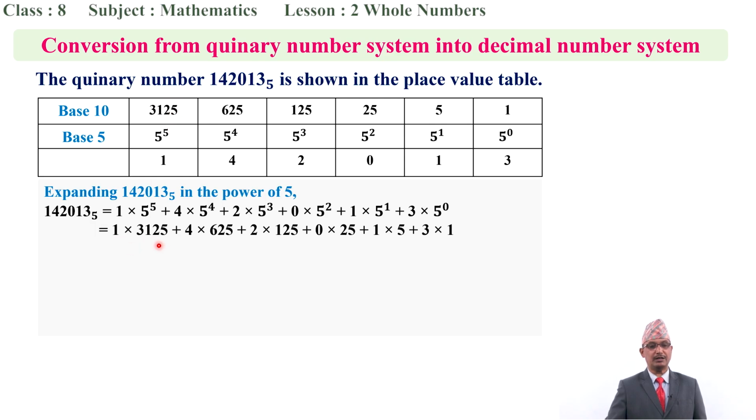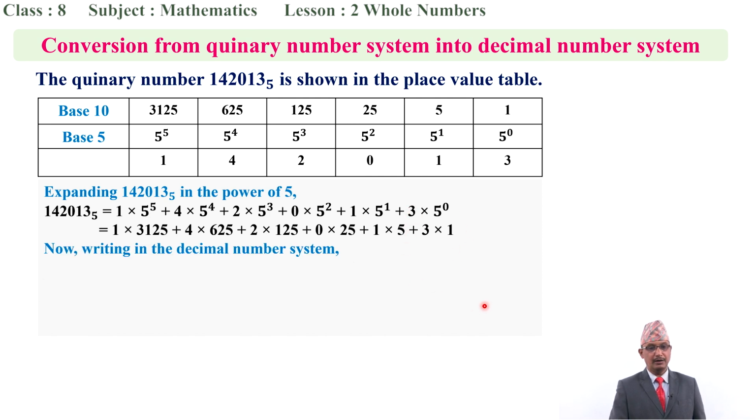So 1 into 3125. Similarly, 4 into 5 to the power 4 means 625. So 4 times 625. Similarly, 2 times 5 cube means 125. Similarly, 0 times 5 square means 25. 1 times 5 to the power 1 means 5, plus 3 times 5 to the power 0 means 1.